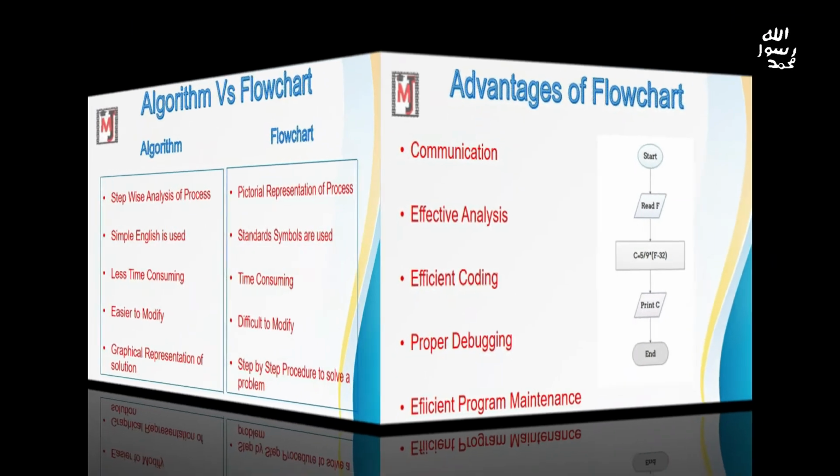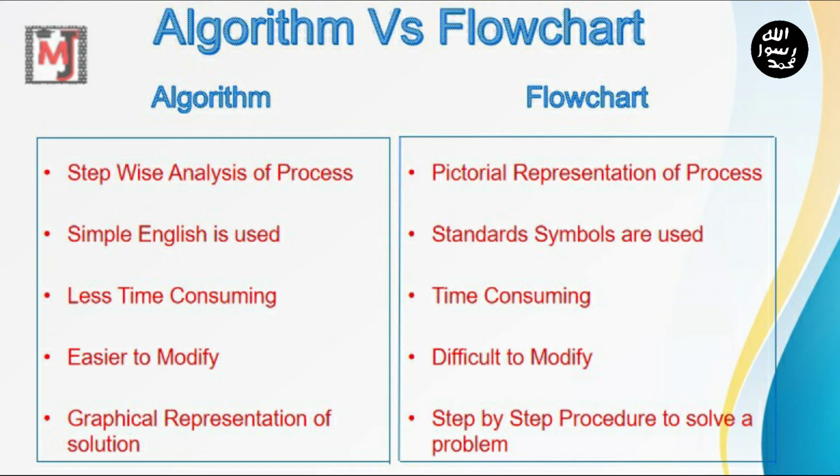Then moving forward, there is a difference between flowchart and algorithm. So the first difference between algorithm versus flowchart is that an algorithm is a stepwise analysis of a process, whereas a flowchart is a pictorial representation of a process. And then second, simple English is used to write algorithms, whereas standard symbols are used to design flowcharts. And the third one is that an algorithm is less time consuming, whereas a flowchart is more time consuming.